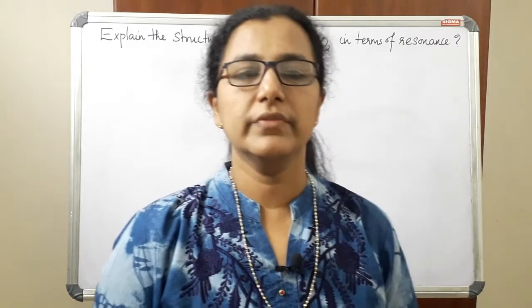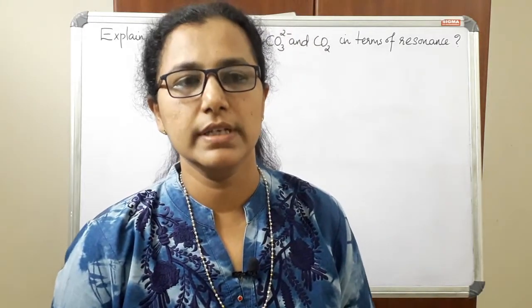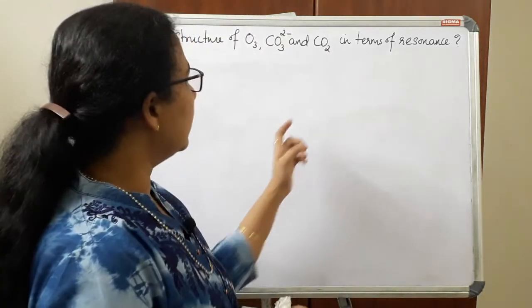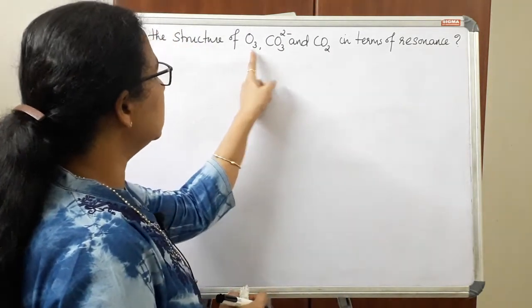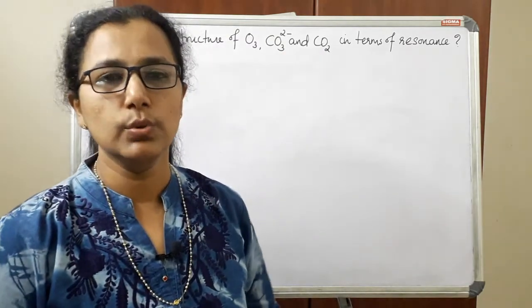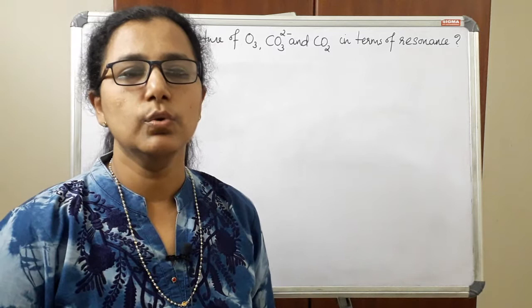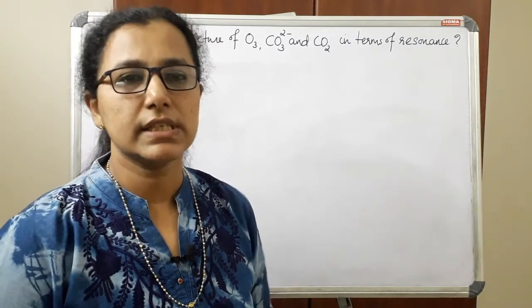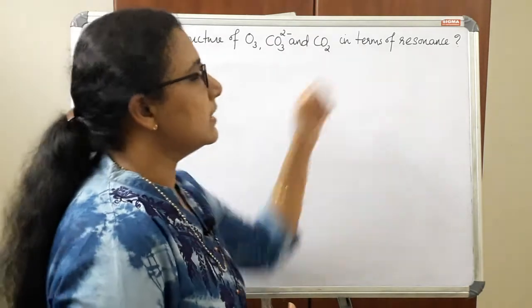Hello students, today we will learn the concept of resonance, which is used to explain the structure of some molecules or ions. In the case of O3, CO3 2 minus and CO2, we know how to draw the Lewis structure. But a single Lewis structure will not explain all the properties. So in such cases, we can use the term resonance.